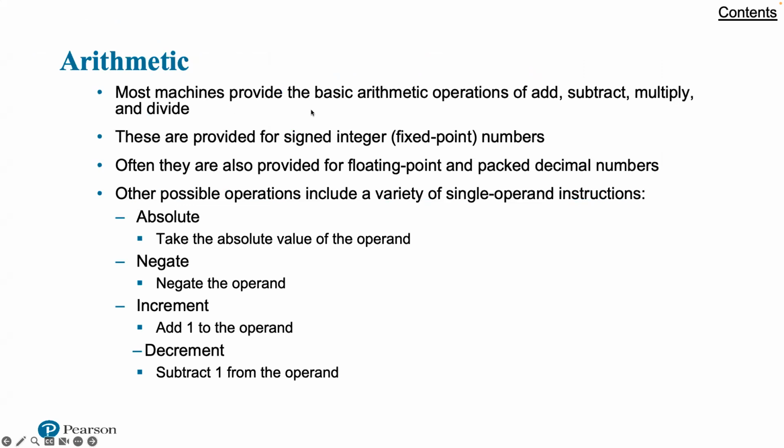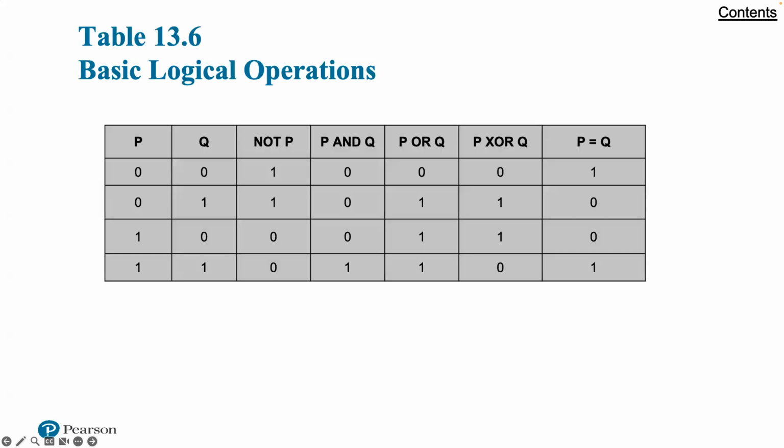Most machines provide the basic arithmetic operations, and so we can be doing all that. Other possible things are taking the absolute value. If you have the 2's complement, you would have to undo that. Or you want to take a number and convert it into a 2's complement. You can invert it, or you can increment, decrement. Those are all things that are available.